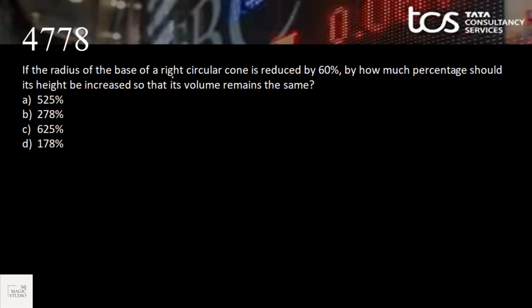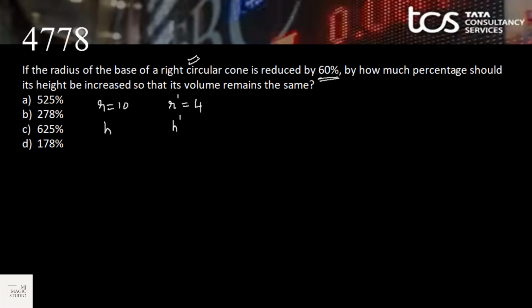If the radius of the base of a right circular cone is reduced by 60%, that radius was 10. Now the new radius is reduced by 60%. New radius is 4. It got reduced by 6. By how much percentage should the height be increased so that the volume remains the same? Initially height was h, now new height is h1.